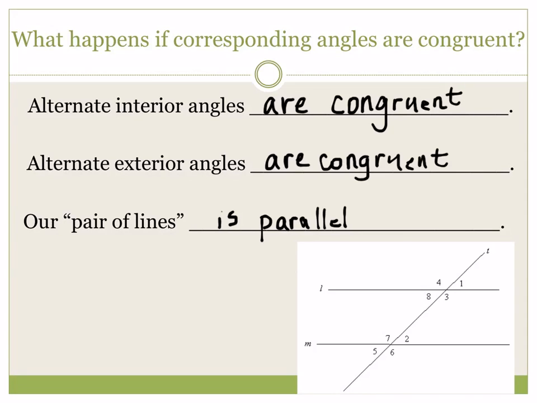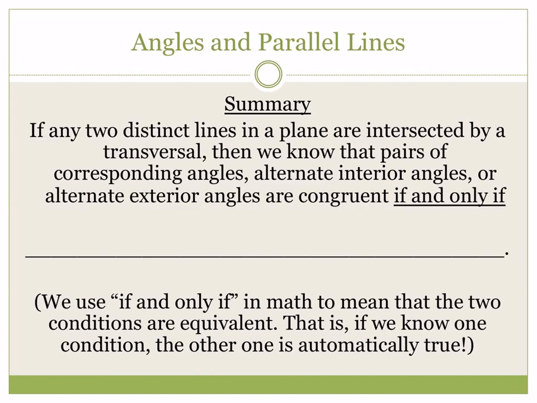Okay, so let's summarize what all that did. I said it out loud already, but if we have two distinct lines in a plane and they're intersected by a transversal, we know that the pairs of corresponding angles, alternate interior angles, and alternate exterior angles are congruent if and only if, what? The lines are parallel.